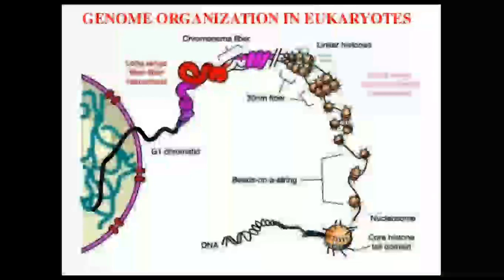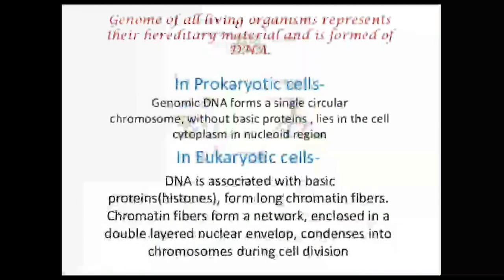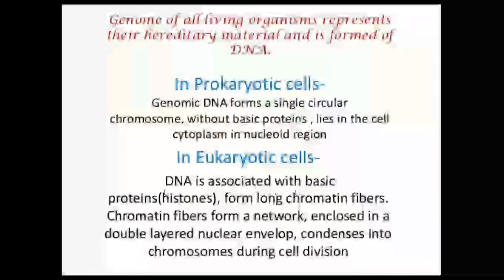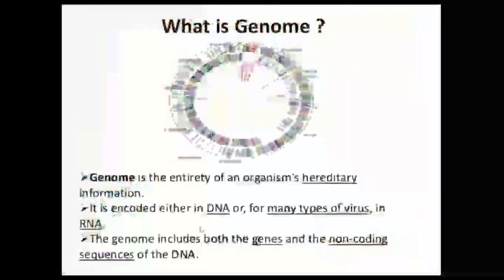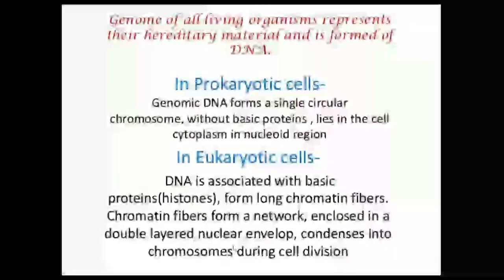So these are the histone proteins. Here DNA is wound around these histone proteins, forming a nucleosome. The nucleosome contains histone proteins along with DNA. And in the eukaryotic cell, DNA is associated with basic protein histones and forms long chromatin fibers. We have already seen that. So these are the long chromatin fibers which are supercoiled, forming chromosomes. Chromatin fibers form a network enclosed in the double layered nuclear envelope, and it condenses into chromosomes during cell division.